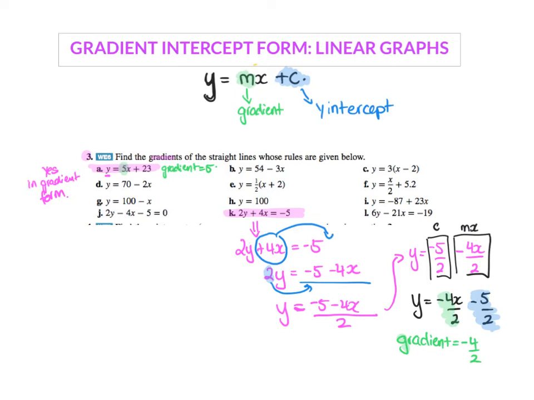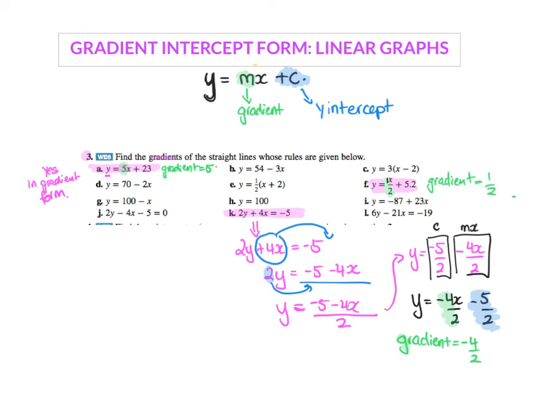So just to do one more little example, say over here, it is in gradient intercept form. So I've got just one y equaling. Now the gradient is the number in front of x, which is here. Now I don't have to have the 1 written there, but it is there. So the gradient for this one would equal a half. Okay?